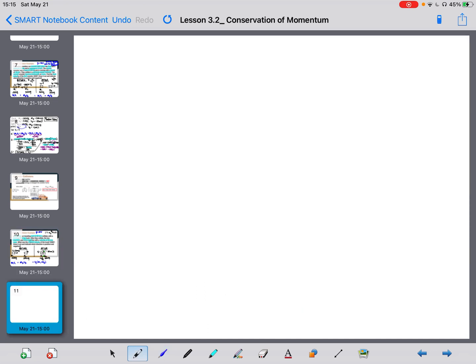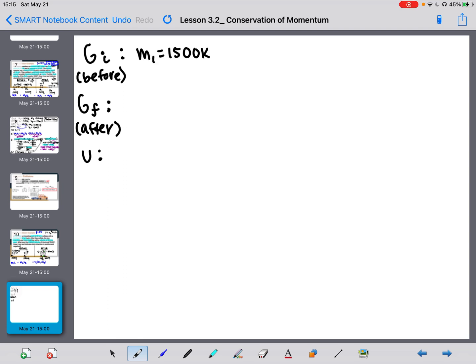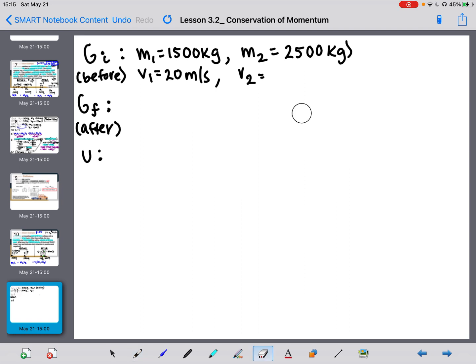Just like in the other video, we're going to write out our givens initial. That's my before. And we're going to write out my givens final, which is the after. Then we'll be able to figure out what's the unknown. So my M1 was 1,500 kilograms. M2 was 2,500 kilograms. V1, we know, was 20 meters per second. They didn't tell us any information about the truck's initial velocity.